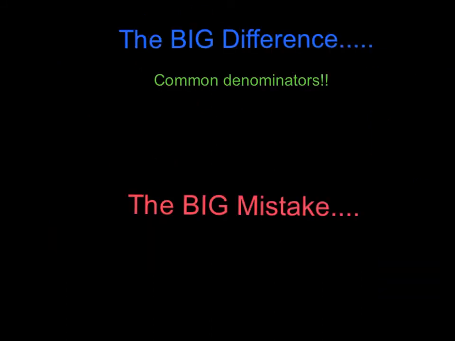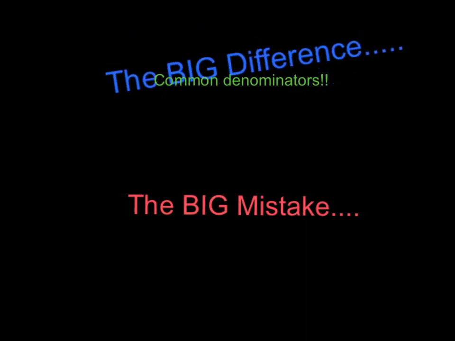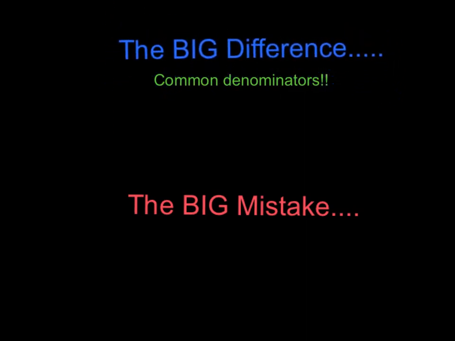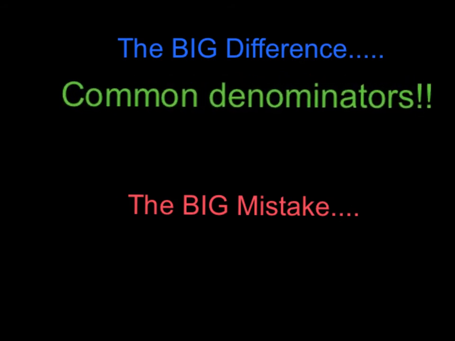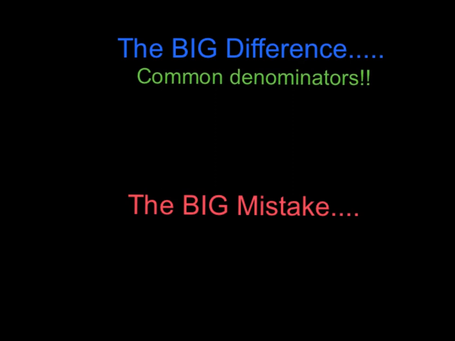I'm going to leave you with 2 main thoughts. The first one is knowing the big difference between adding and subtracting fractions. When you add and subtract fractions, you must have a common denominator. When you multiply and divide fractions, you do not need a common denominator.